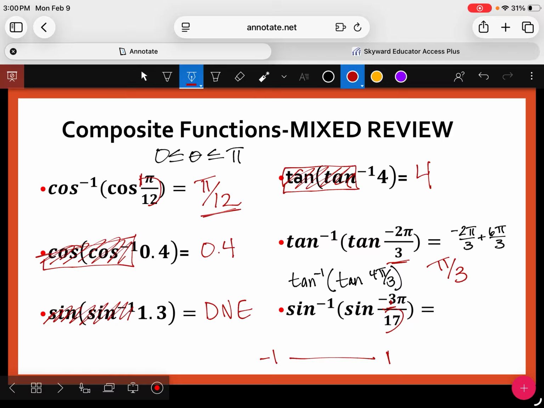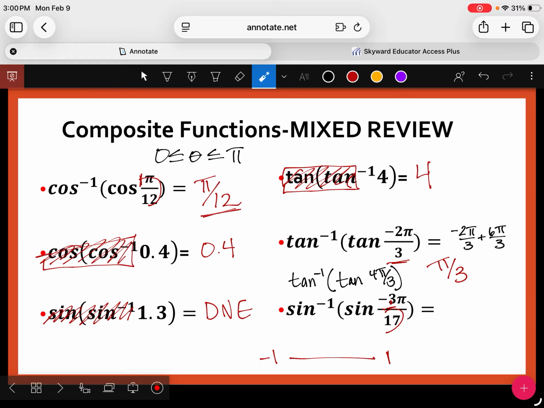The reason we don't have to change it, whereas for the last one I had to reflect it, is that if this was in our range of negative pi over 2 and positive pi over 2, that would have been my answer. But that angle, negative 2 pi over 3, or in this case positive 4 pi over 3, is actually in quadrant 3. We can't use quadrant 3 for an inverse tangent. So I had to go up to quadrant 1, because that is the other place where tangent is positive.